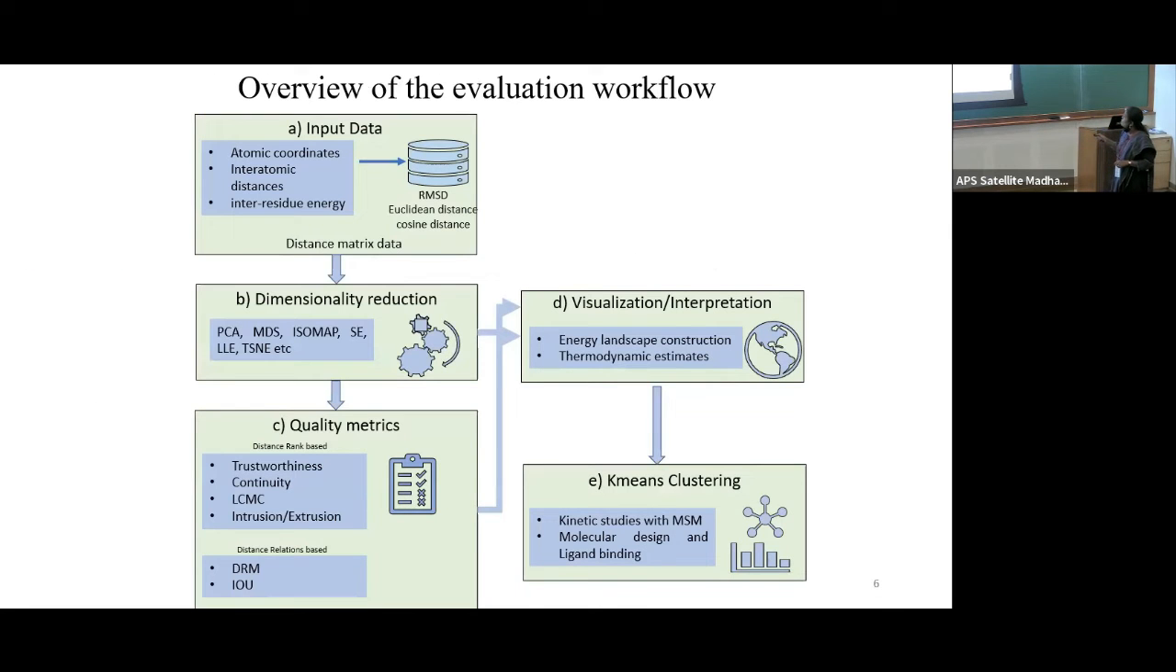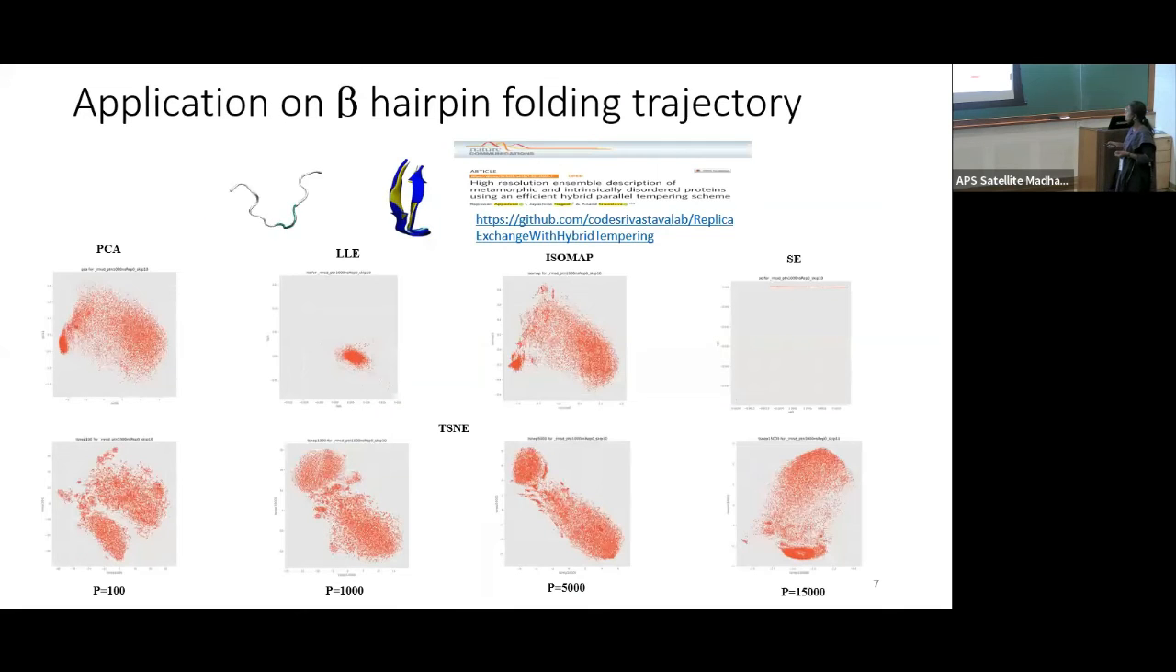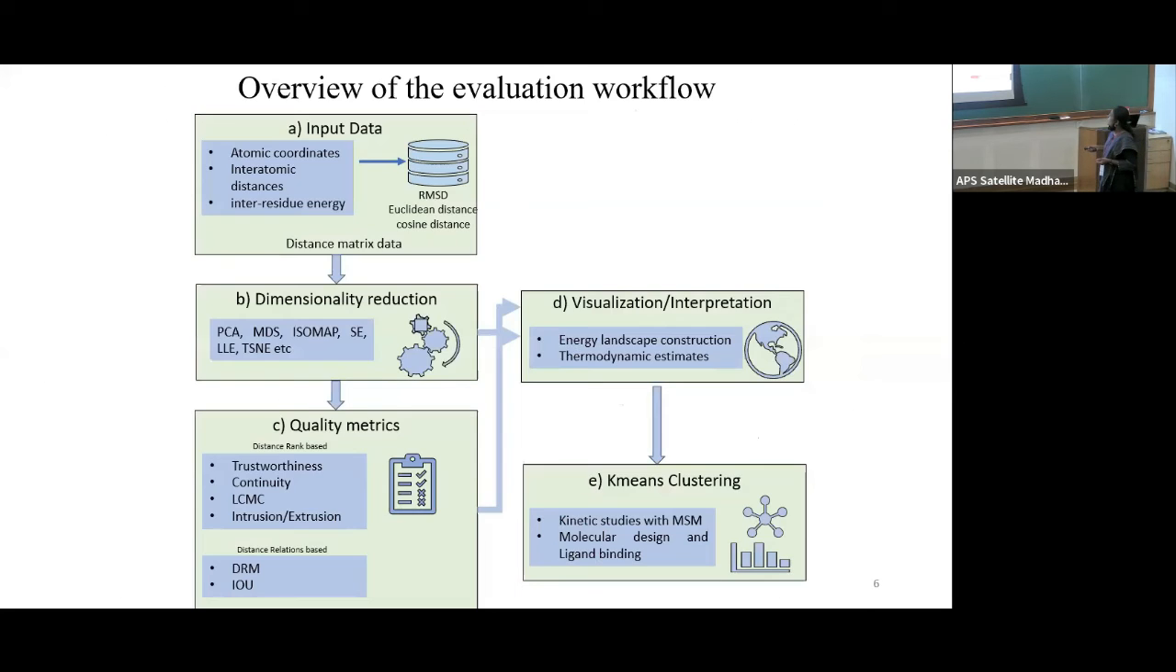So the overall overview of our workflow is the following. You have the input data of atomic coordinates for all your snapshots, which we convert to distance matrix data using RMSD, Euclidean distance, or cosine distance. This distance matrix is fed into the dimensionality reduction algorithms, different ones that we are applying. Then we assess the quality using the methods that I have just spoken about. Based on the quality, we use those projection techniques for visualizing and interpreting. We are also using this data for conformational clustering.